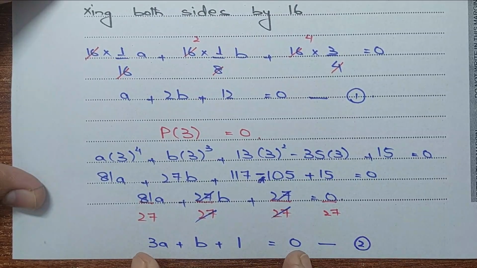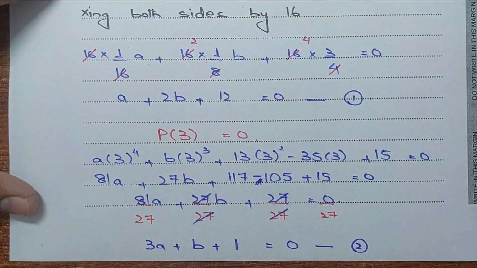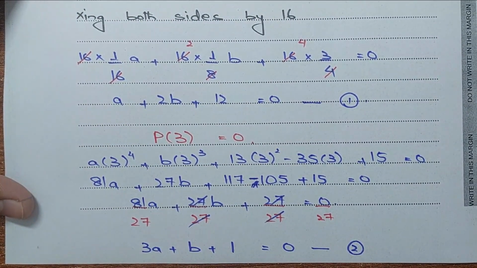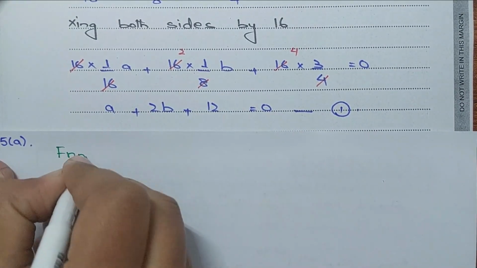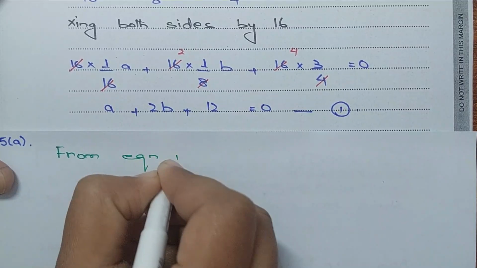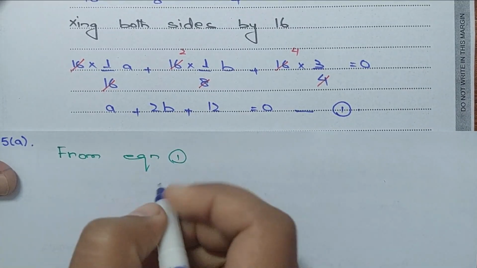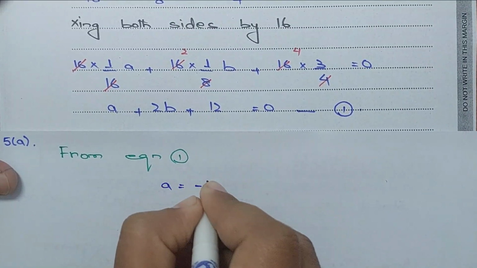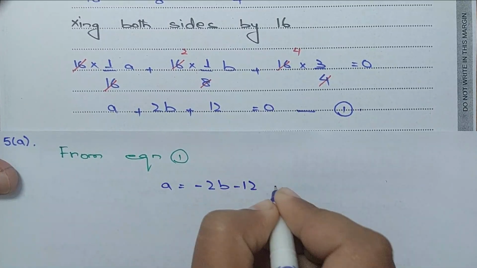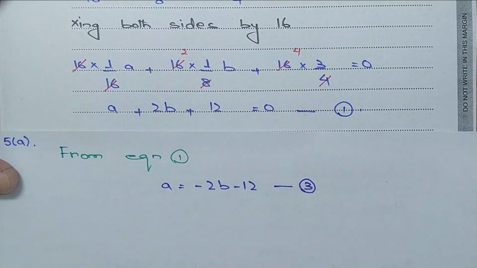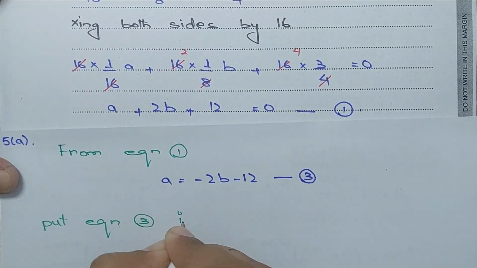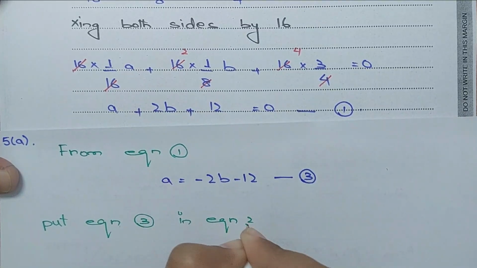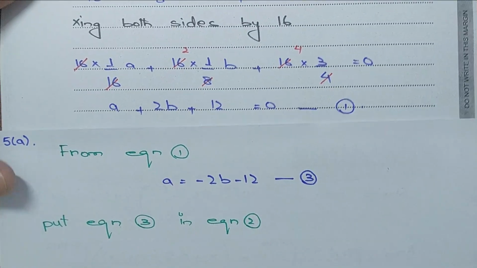Now you can see both equations 1 and 2 are very simple. Now we can easily find the values of A and B. From equation 1, let me solve for A. A equals minus 2b minus 12. We can name this equation 3. Now put equation 3 in equation 2 to get the value for b.